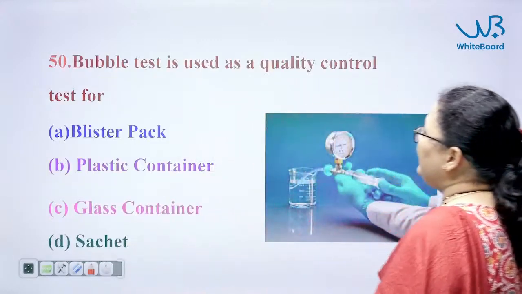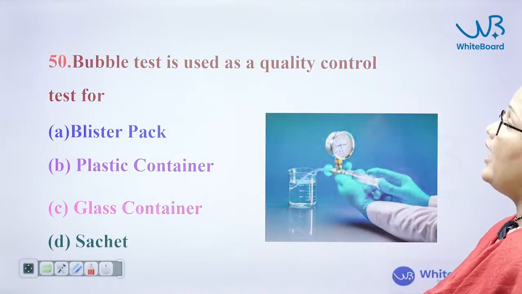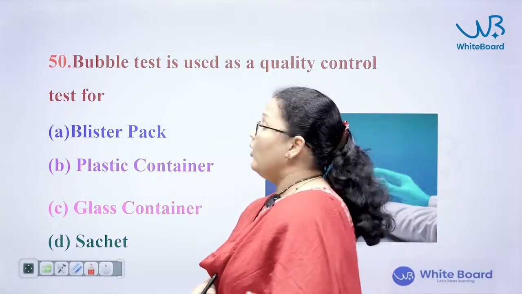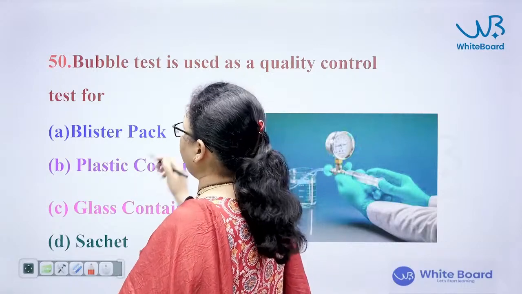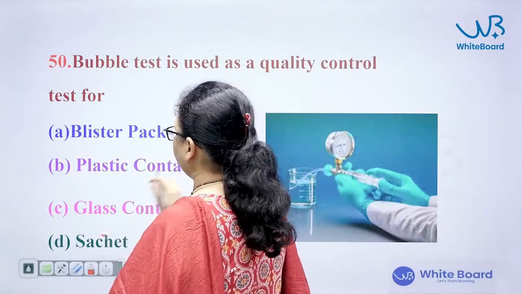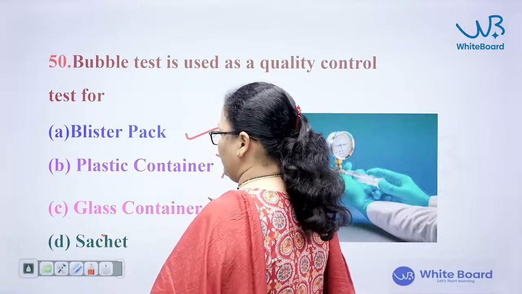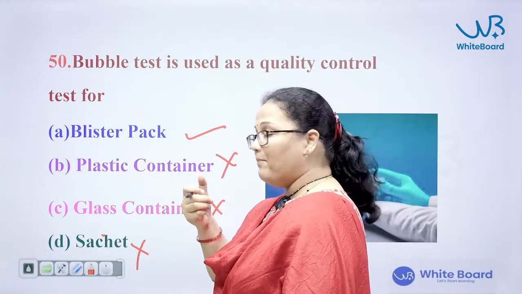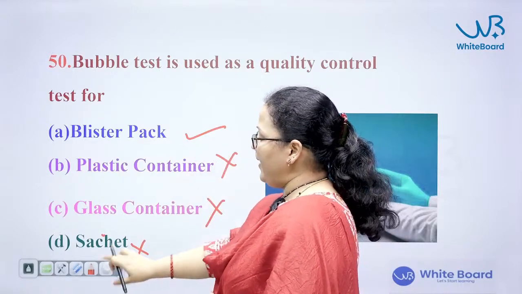Next, bubble test is used as a quality control test. For which type of packaging will the bubble test be done? Okay, blister packaging, yes. Plastic container, no. Glass container, no. For the sachets, no. So, the bubble test will be done for the blister packaging.